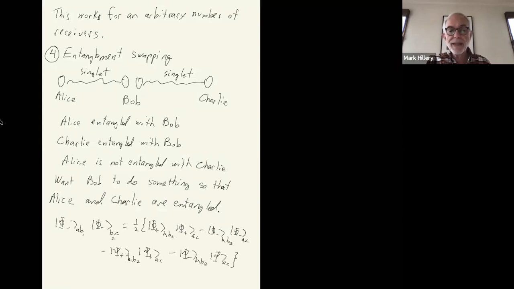You'll notice that if I write it in this form, each of the terms is an entangled state for Bob, and then an entangled state for Alice and Charlie. So what Bob does is he measures his state in the Bell basis. And you can see what's going to happen: if he gets phi plus, then Alice and Charlie are going to be in the state phi plus, and they will be entangled. Again, if he gets psi plus, then Alice and Charlie are going to be entangled and they will be in the state psi plus.